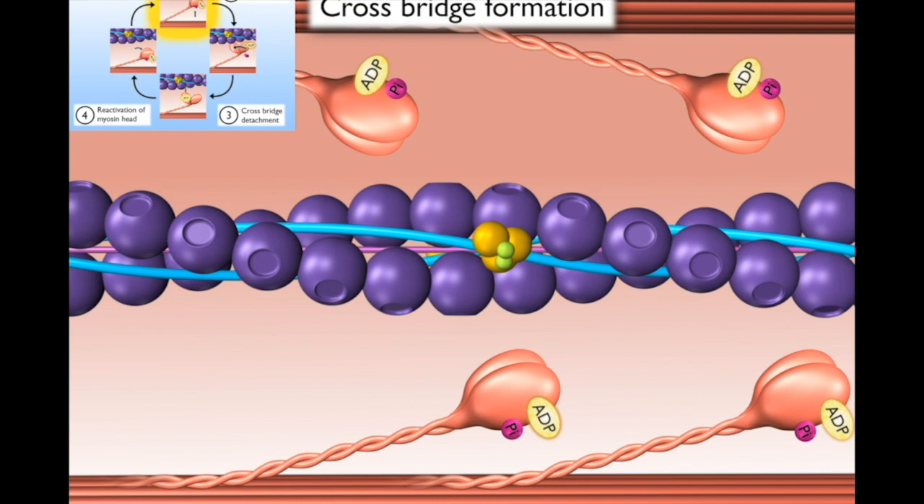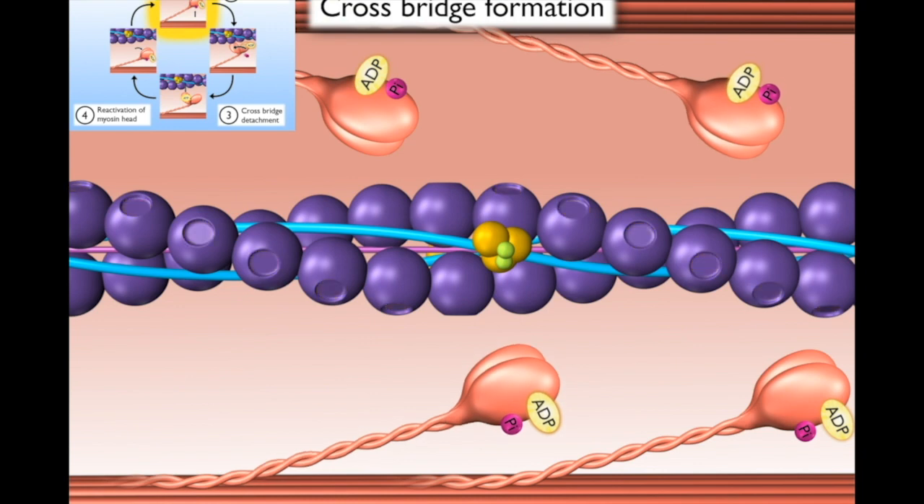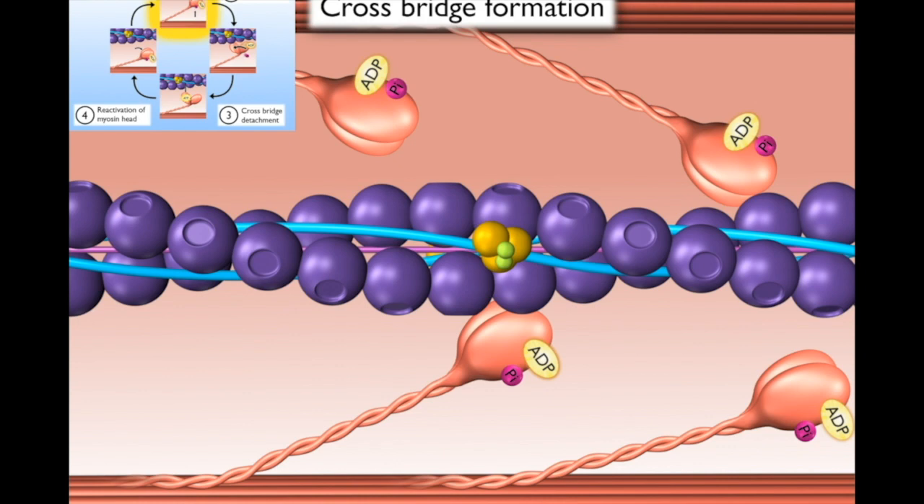Step 1. Cross-bridge formation. The cycle starts when excitation-contraction coupling causes the myosin binding sites on actin to be exposed. Myosin heads bind to these sites, forming cross bridges. Myosin starts in its high-energy state, in which the ATP binding site on the myosin head is occupied by ADP and inorganic phosphate. The myosin head is ready to pivot for the power stroke.